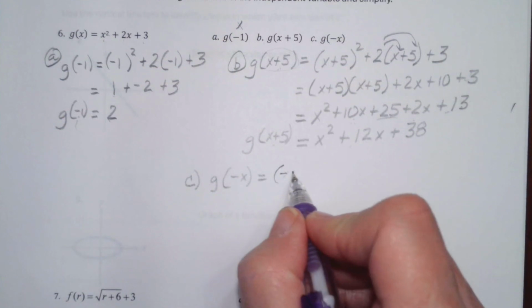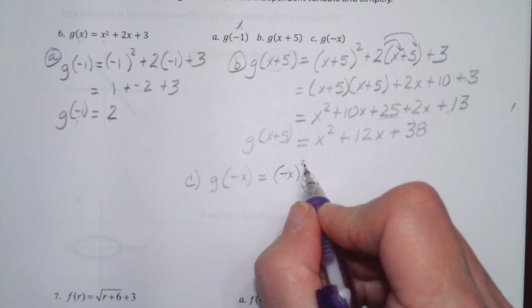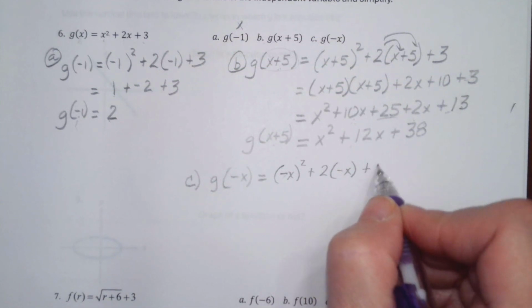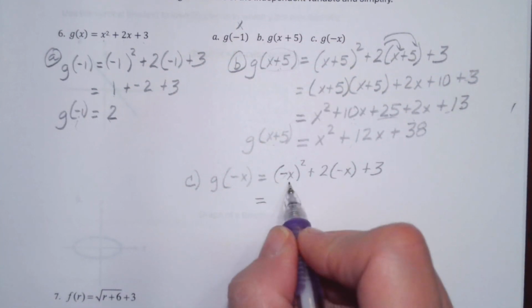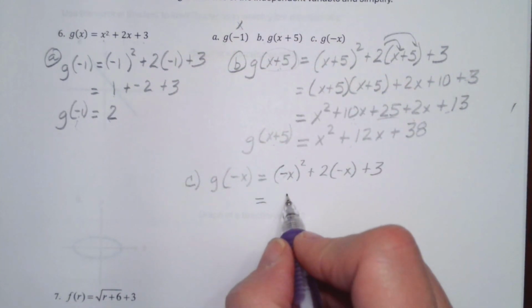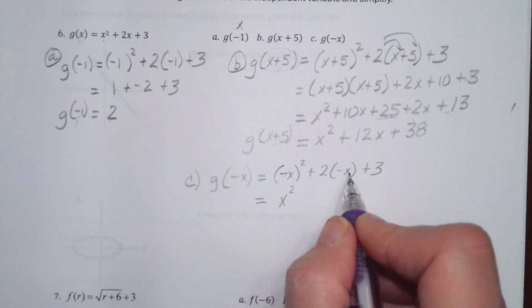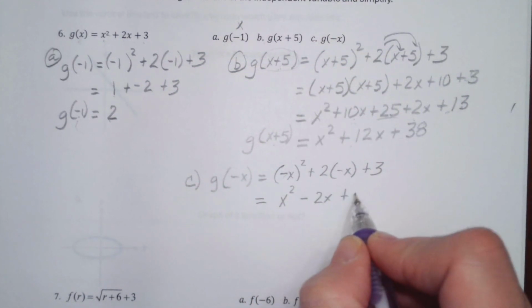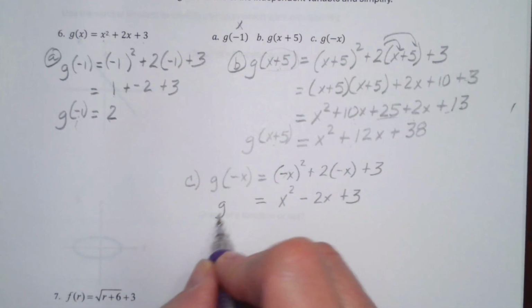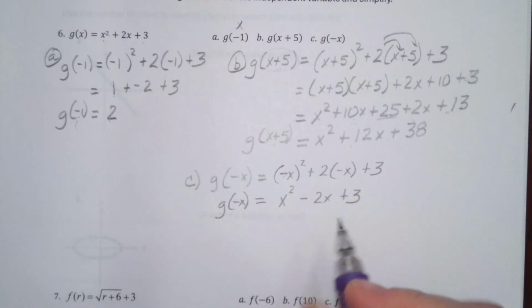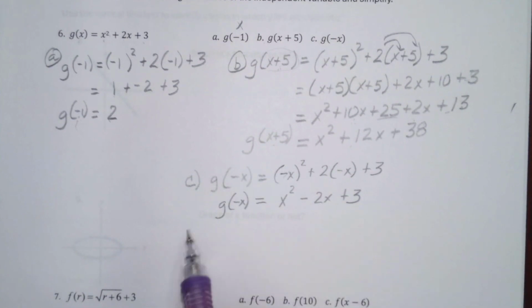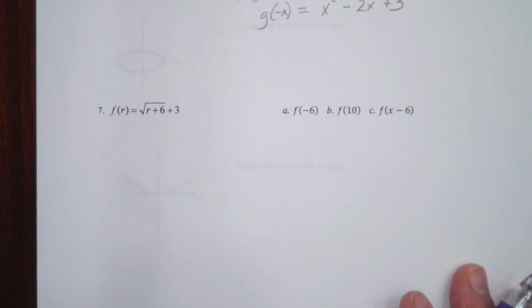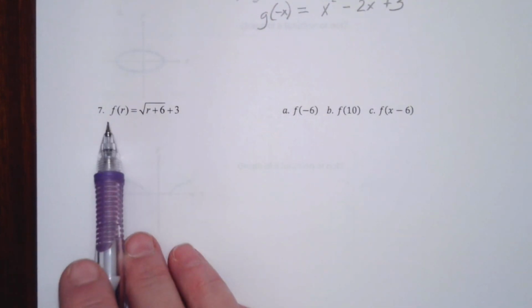All right, we're going to put in negative x, and we're going to square it, plus 2 times negative x, plus 3. Well, negative x times negative x gives us an x squared. 2 times negative x gives us a negative 2x. And then plus 3. And we don't have any like terms to put together, so we're done. That's our answer.